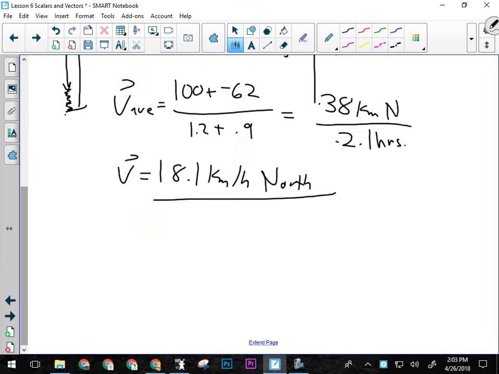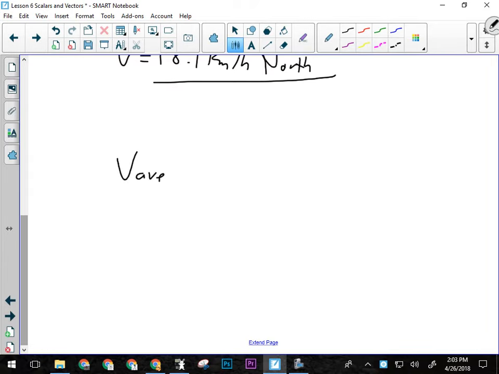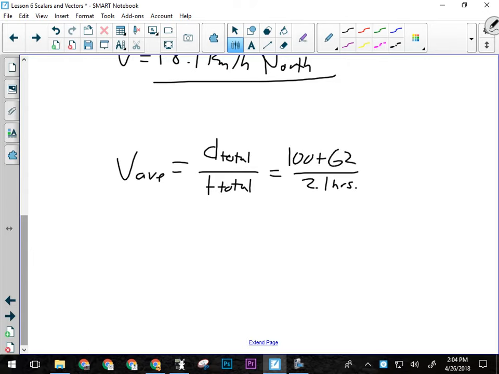So speed, that's the v without the arrow over top, is going to be total distance, that's the d with no arrow, divided by total time. I already know the total time, it's the same. It's 2.1 hours, so I don't have to do anything new there. Distance is scalar, so it doesn't care whether I went north or south. So how far did I go? I went 100 north and I went 62 south. How far did I go? 162 kilometers. This one, direction doesn't matter. So I take the 100 and I add the 62, because that's how far I went, 162 kilometers.